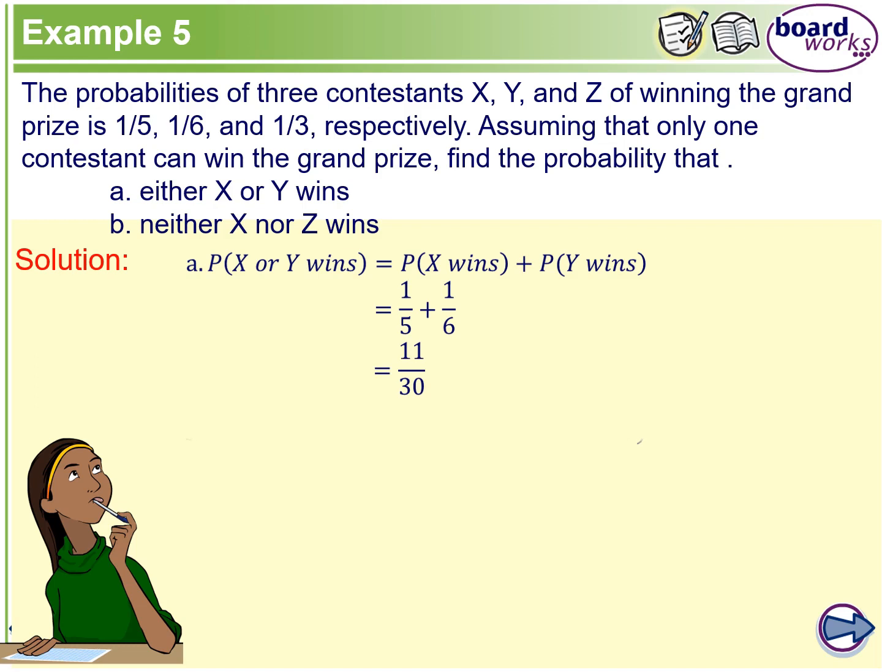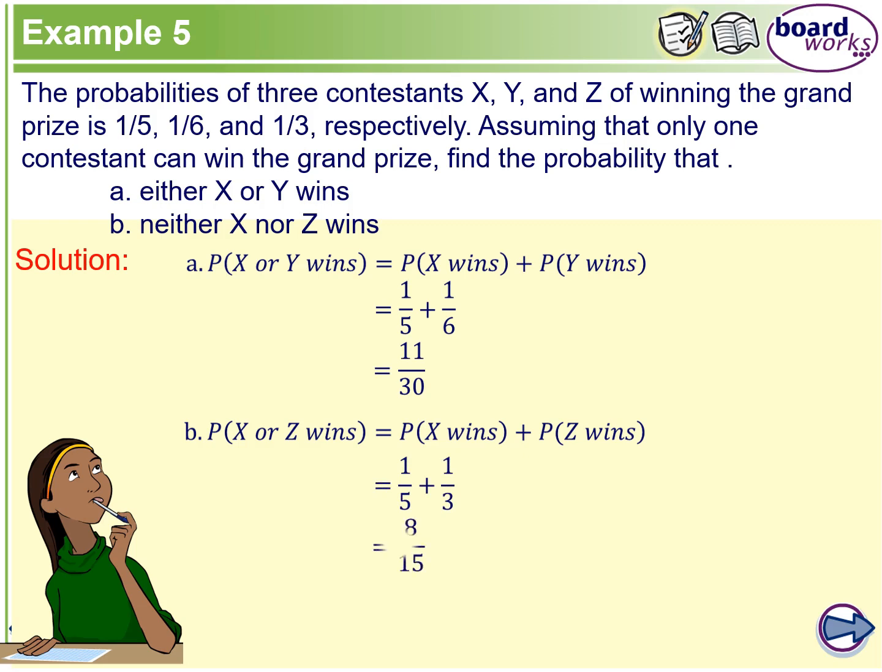Let's go to letter B. Neither X nor Z wins. It's the complement of either X or Z wins. So we will solve first the probability of either X or Z wins. The probability of X or Z wins is 1/5 plus Z wins, we have 1/3. What is 1/5 plus 1/3? That is 8/15. So that is either X or Z wins.